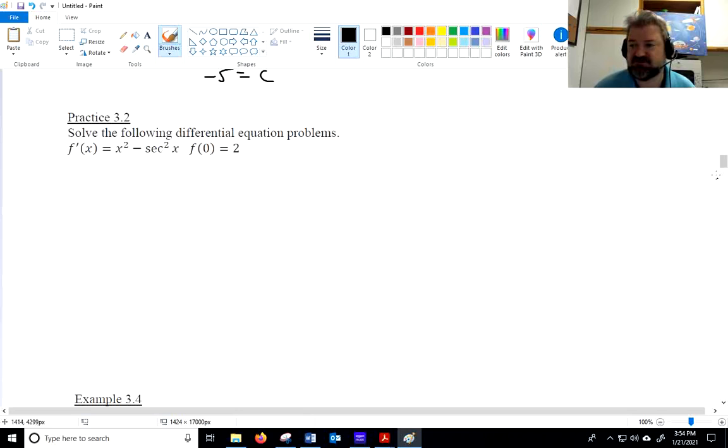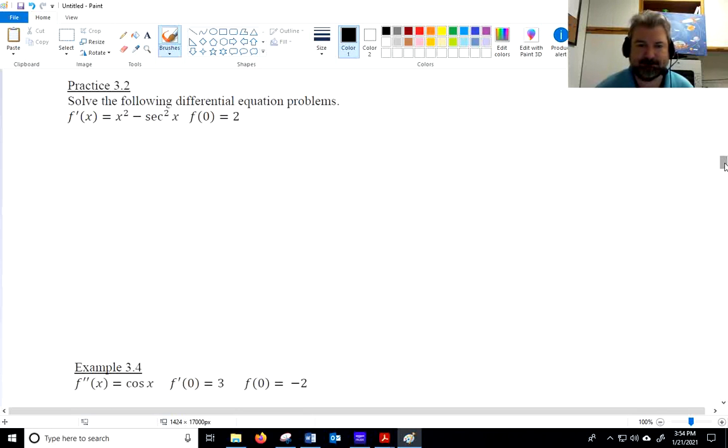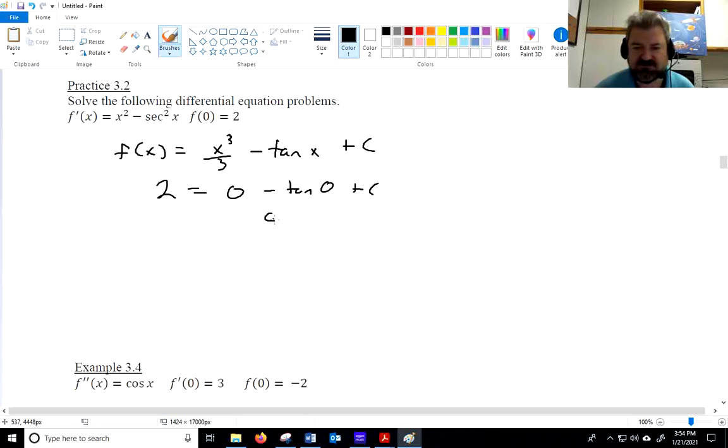All right, let's take a look at practice 3.2. Go ahead and give that one a try. Okay, after you take the antiderivative, you get f of x equals x cubed over 3. The antiderivative of secant squared. What has a derivative of secant squared? Tangent. And then plus c. We know that f of 0 is 2, so that's going to make that 0. The tangent of 0 is 0, so this is just telling me that c is equal to 2. So f of x equals x cubed over 3, or 1/3 x cubed, minus tangent x plus 2.